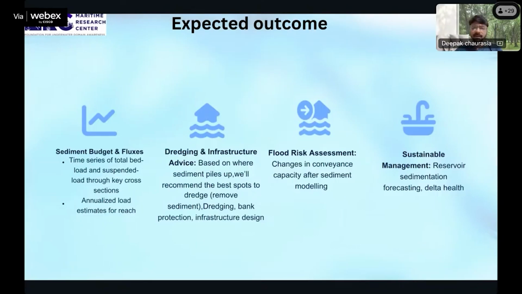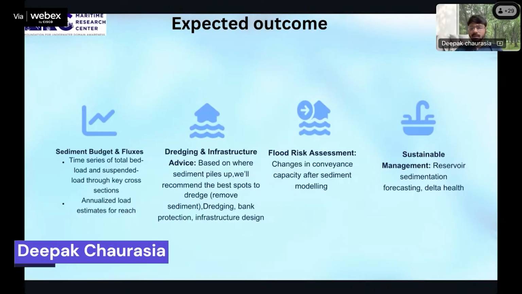And third is flood risk assessment. Of course, if there is more sediment deposition in a riverbed, the risk of flood increases in the particular area surrounding those river beds. So we can predict the flood risk by modeling the sediment. And fourth is sustainable management, predicting infrastructure health and forecasting, and even delta health, and even for marine life, the fishes that are living in the river. If there is high sediment, that will also be a problem for them. And thank you.